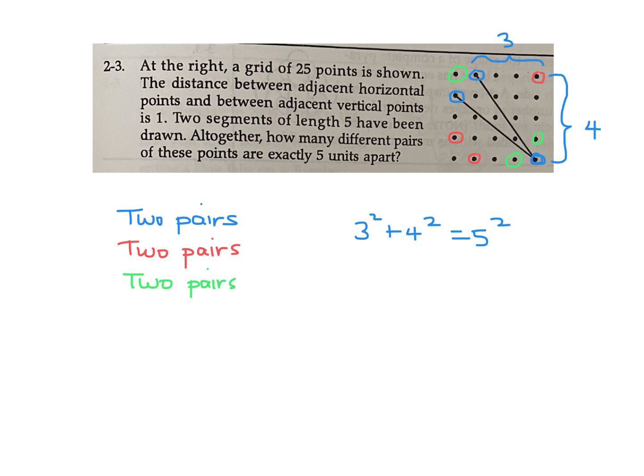And finally, let's see what other color I can use. The yellow. These 2 would again be pairs that you could create that would be 5 units apart. So we've got a whole bunch of pairs here, and when you add them all up, you'll get a total of 8. 8 is the answer to that question.